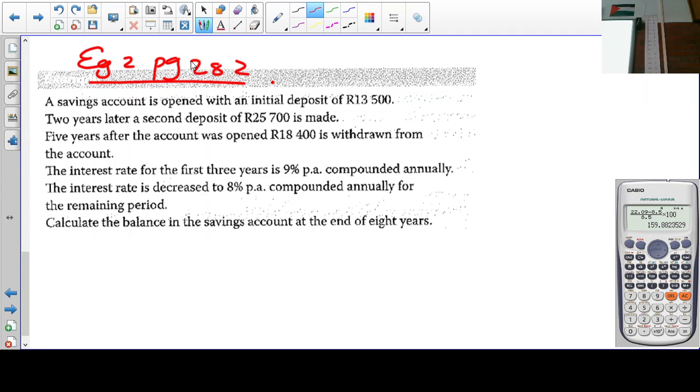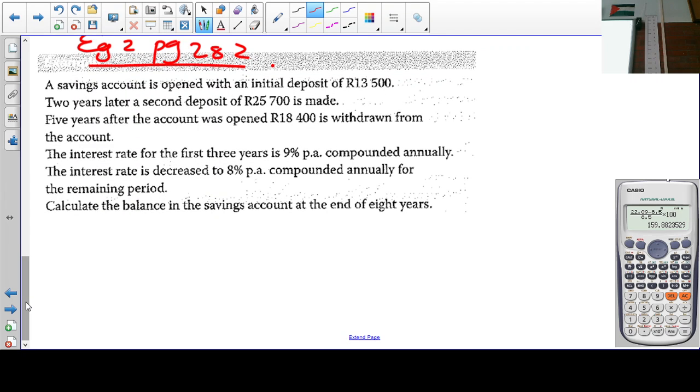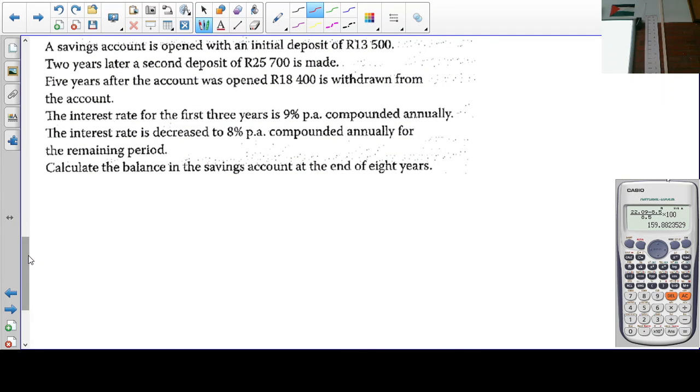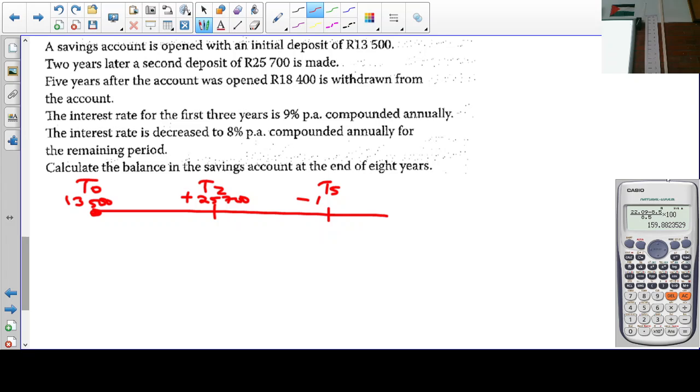So we are told the savings account is opened with an initial deposit. Initial means your starting point, your first. An initial deposit of 13,500. So that's going to be T0 is 13,500. 2 years later, a second deposit of 25,700. So that takes us to T2. So it's plus 25,700. 5 years after the account was opened, 18,400 is withdrawn from the account. So that takes us to T5. So it's minus 18,400.